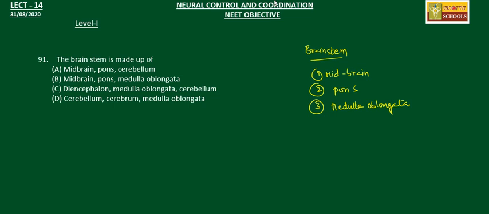So now let us see. The brain stem is made up of midbrain, pons. Here cerebellum is not included. Midbrain, pons and medulla oblongata. Yes, it is here. All these three are the brain stem. Then diencephalon is not included, and cerebellum is also not included. Last option, cerebellum, cerebrum, so these are also not included. So the right option is the B option, that includes midbrain, pons varolii and medulla oblongata.